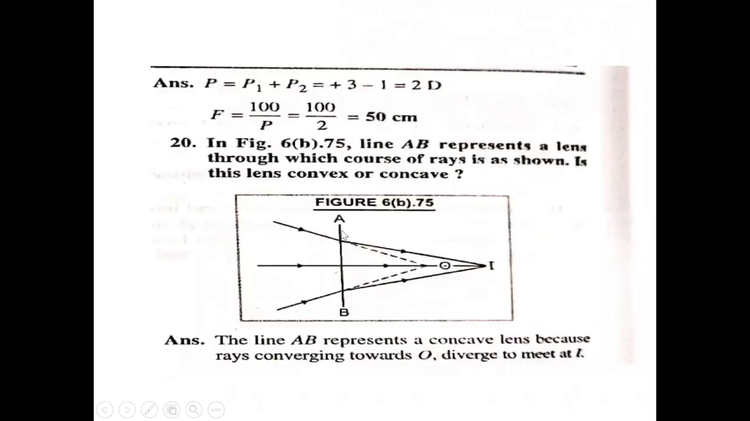AB represents a lens. Is this convex or concave? If the lens is removed, it is converging here. It is a converging source. Suppose there is no lens, then it is going to converge here. Now when I introduce the lens, the point of convergence shifts. It shifts here. So in the lens AB, what type of lens is it? Convex or concave? That's the question.